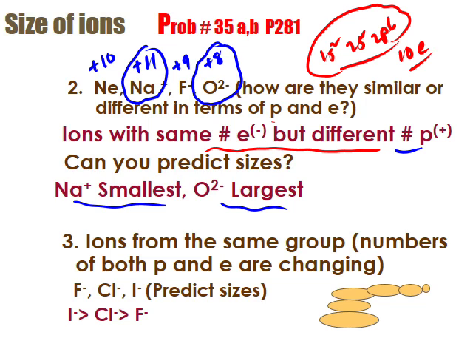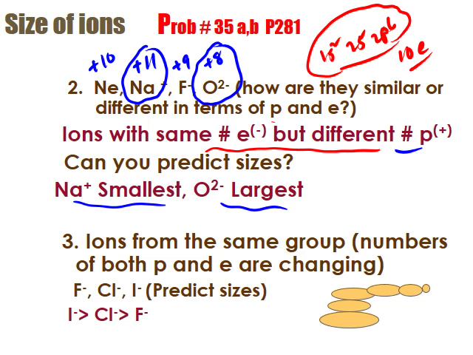You'll have to look at both proton-electron attraction and electron-electron repulsion. When we have the same number of electrons, then our contributing factor towards the size would be proton-electron attraction. And you look for the largest number of protons. That makes the size the smallest.